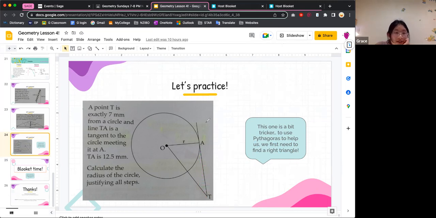Right, so we only have one triangle in this diagram, so it's kind of obvious that if we want to use Pythagoras, it's got to be a right angle triangle, right? But can anyone tell me what the reason this triangle is a right triangle would be? So how can we prove that it is a right triangle?